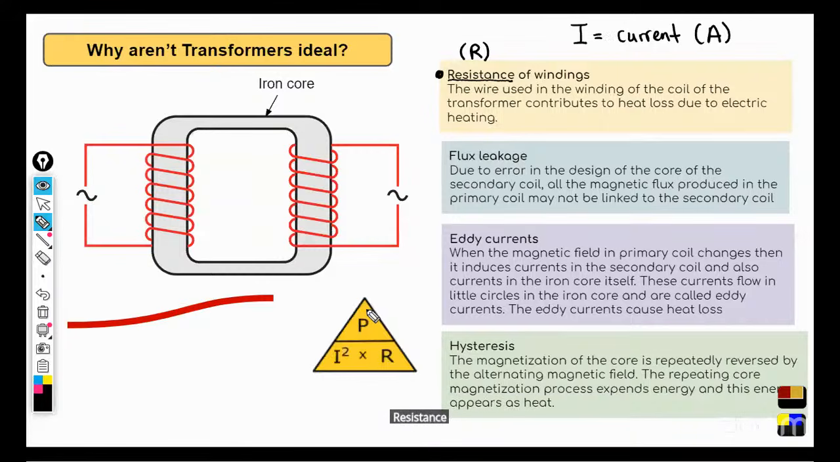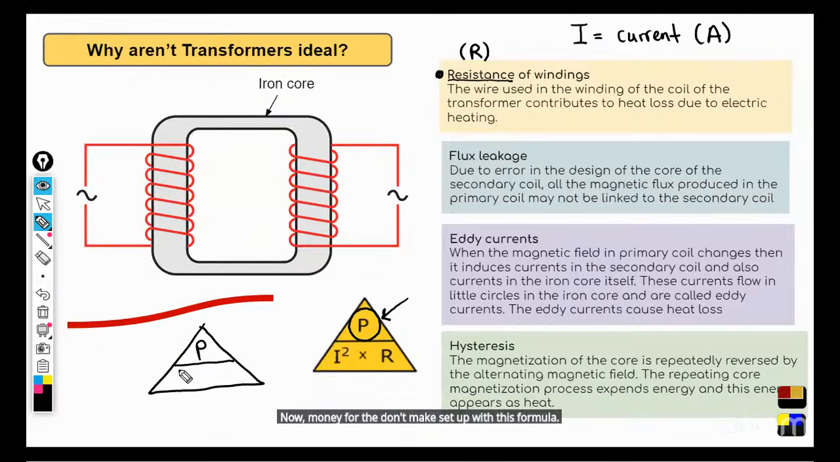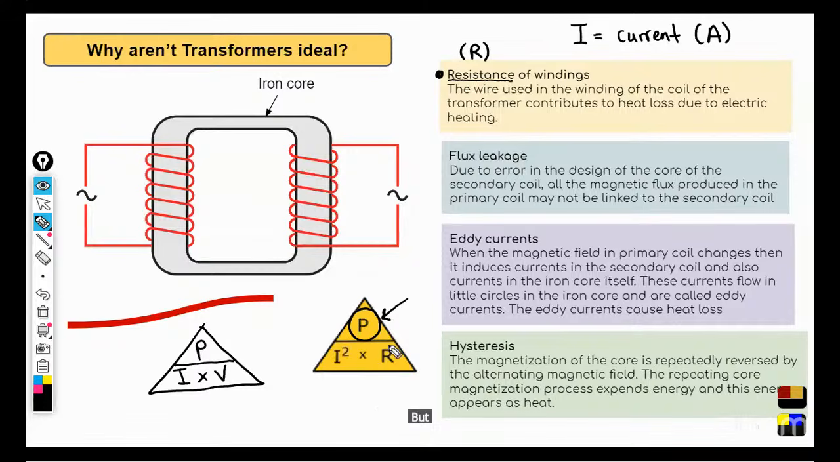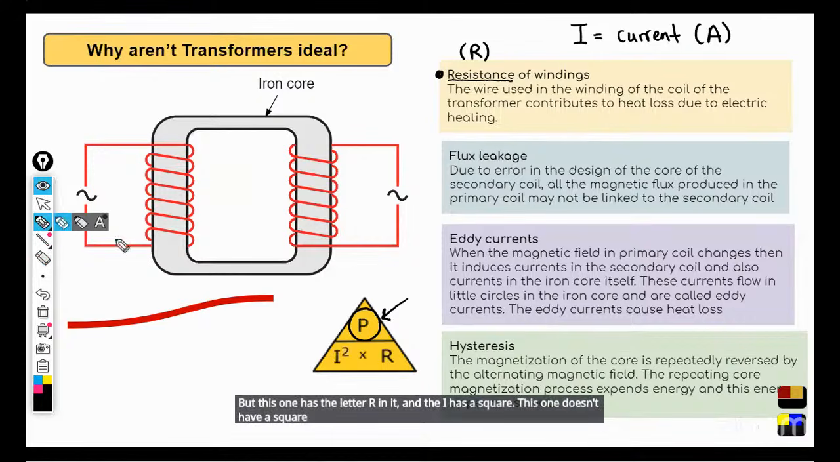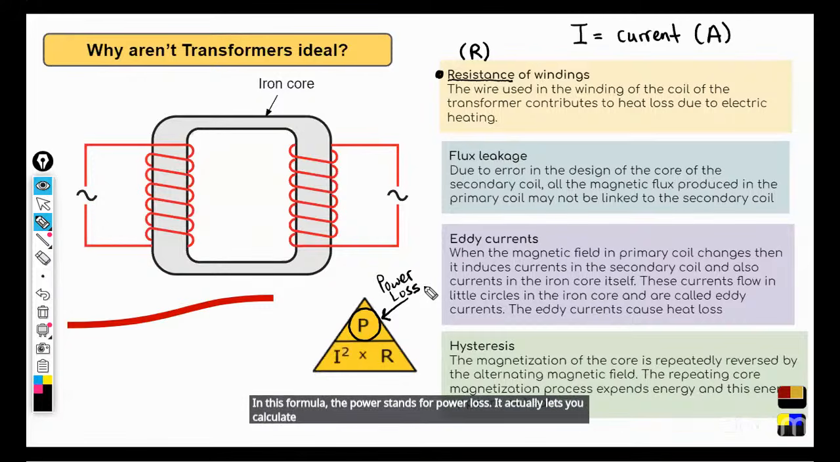Resistance creates something called power loss. When you see this formula in physics, remember, don't mix it up with the formula we used just now: P is I multiplied by V. The two formulas look kind of the same, but this one has the letter R in it, and the I has a squared. This one doesn't have a square. In this formula, the power stands for power loss. It lets you calculate how much power is lost.